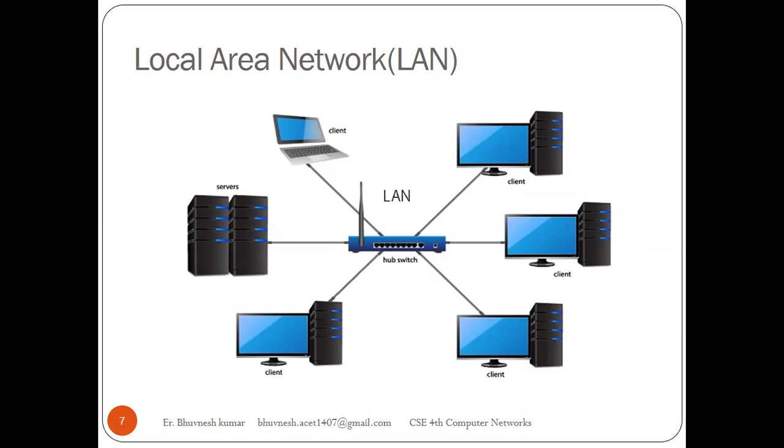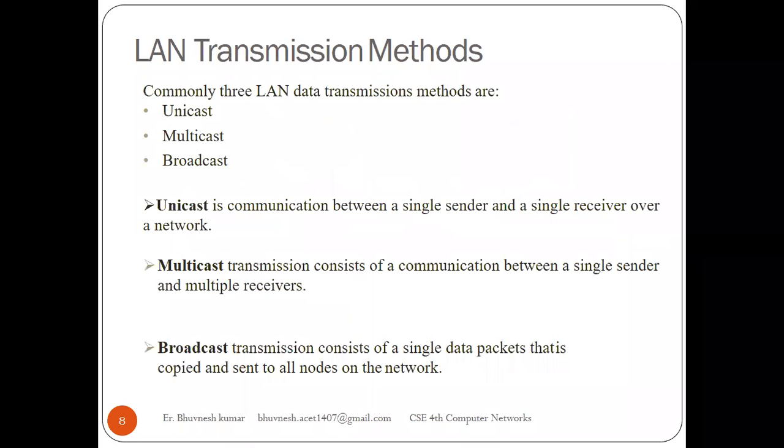Okay, this is also an example of your local area network. Then, local area network transmission methods. Okay, there are different types of transmission methods in your network. First is your unicast, second is your multicast, third is your broadcast. What are they? Unicast is a communication between a single sender and a single receiver.